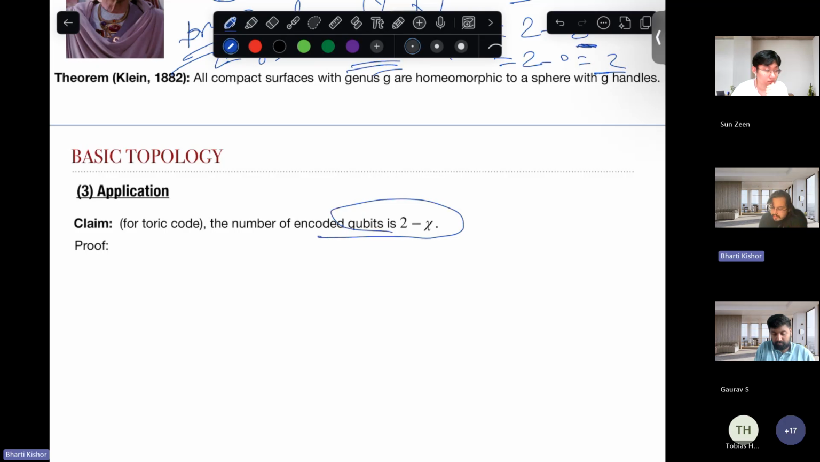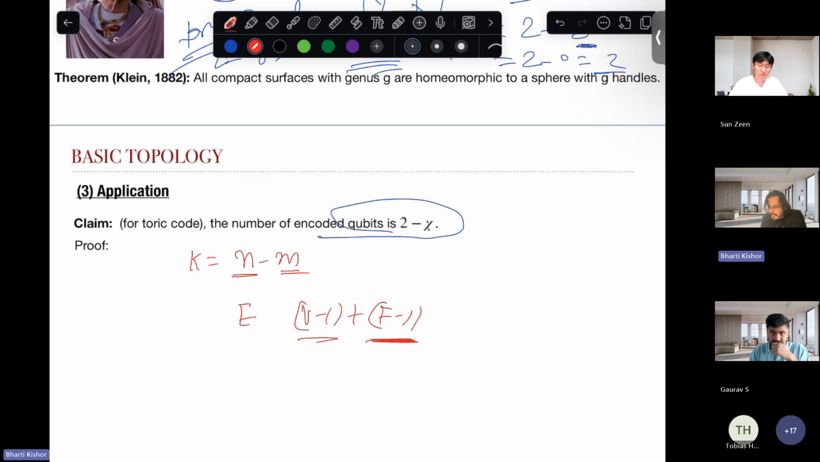So for the toric code, in general, because it's a stabilizer code, the number of qubits should be n minus m, where n is the number of physical qubits, m is the number of independent stabilizers. But n is equal to e, the number of edges. I mean, that we already saw in the previous case. And m is basically v minus 1 plus f minus 1. So f minus 1 corresponds to plaquette stabilizers, and v minus 1 corresponds to vertex stabilizers. And you have to take the minus of this to calculate k, which is the number of logical qubits.